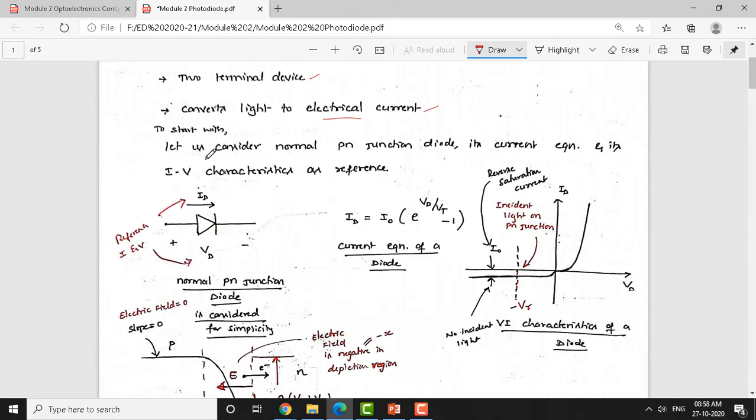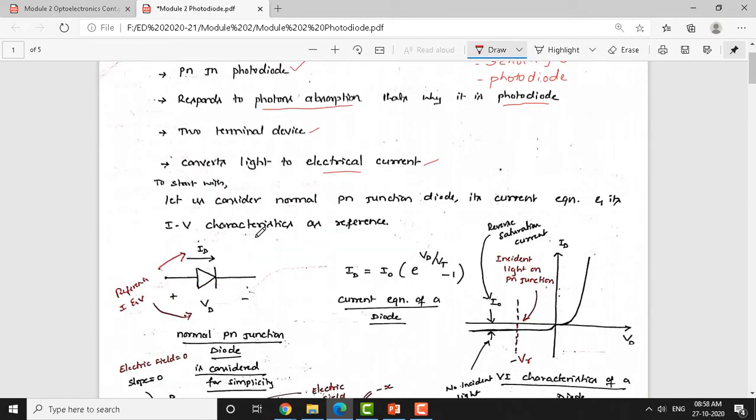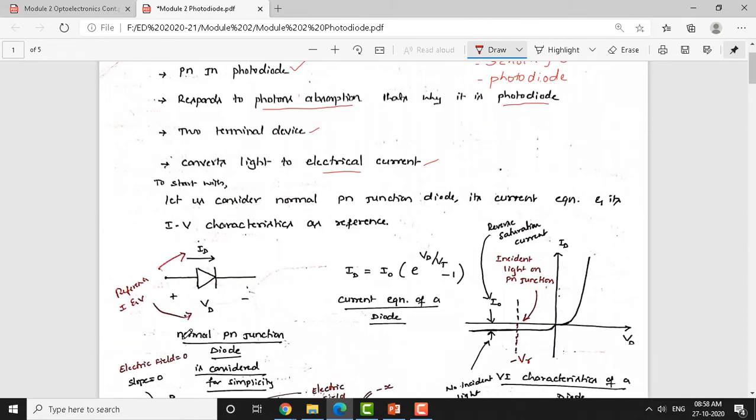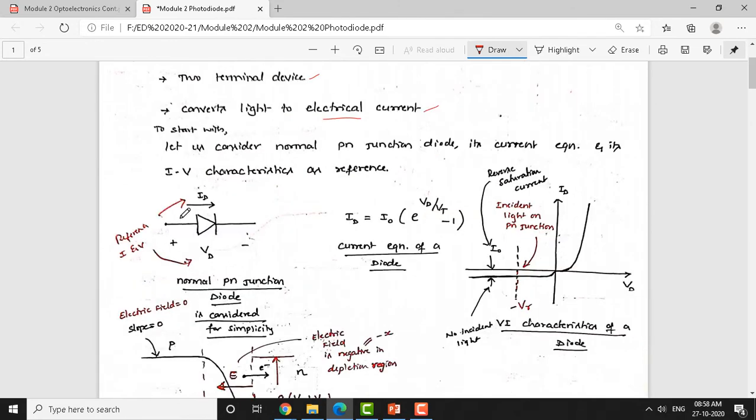Now, to start with, let us consider a normal PN junction diode for reference, instead of going straight into the photodiode. Here, the reference voltage we have taken is VD, the diode voltage, and the current flowing because of VD is ID. To explain what we mean by photodiode, we consider the diode current equation, which follows this. Whether it is forward bias or reverse bias, the same equation is valid.